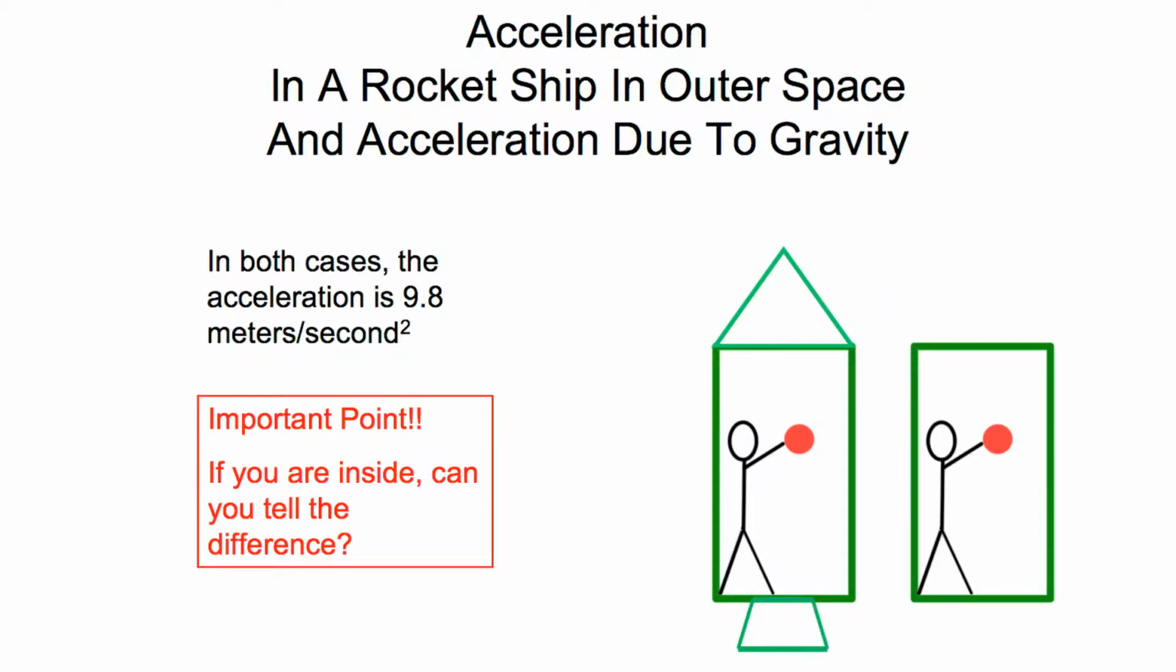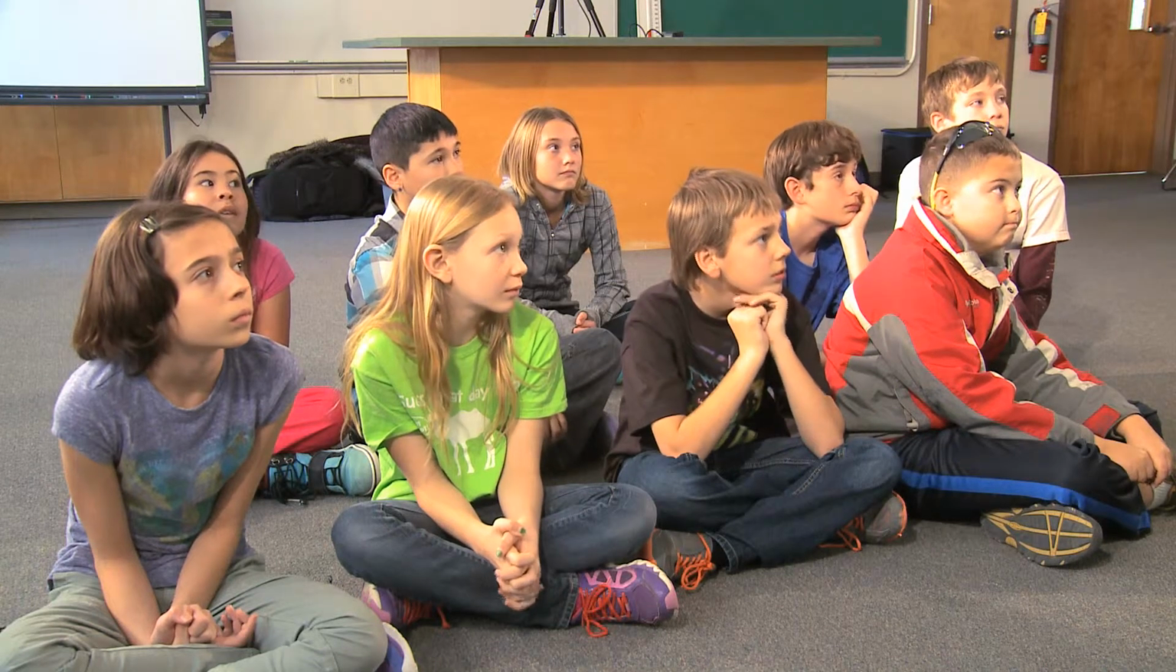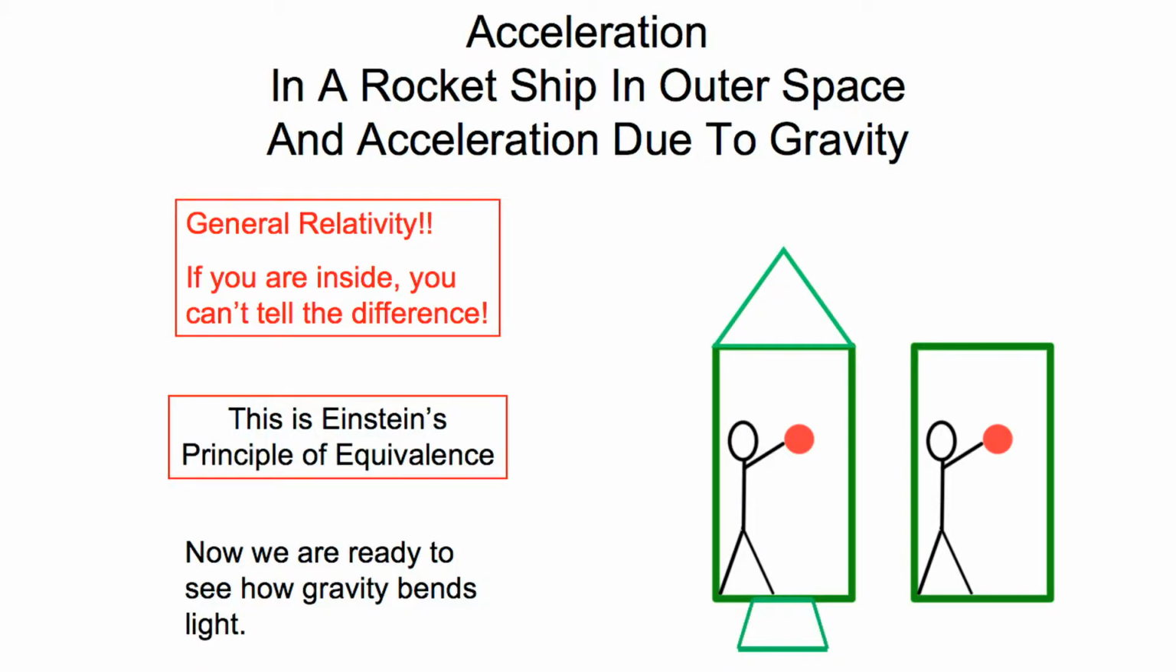Could you tell the difference as to which of these two situations you're in? Oh boy, the ball drops exactly the same. So if you're inside, do you think you could tell the difference? Anybody? General relativity. You are now in the world of general relativity with that very simple thing, the principle of equivalence. And Einstein's principle of equivalence just says that this is equivalent to that. Rocket is equivalent to gravity.